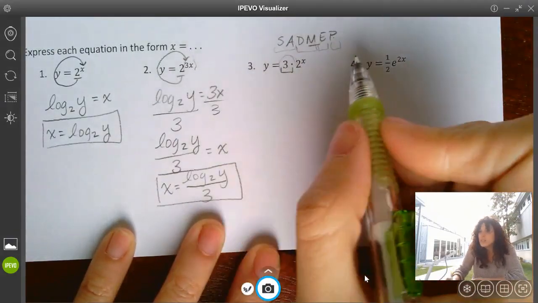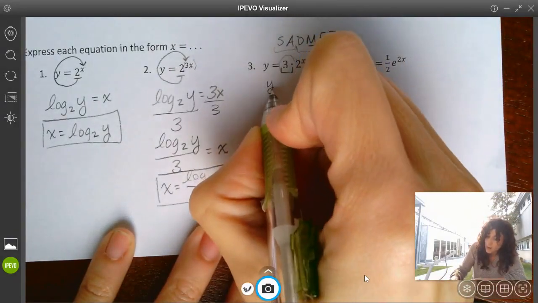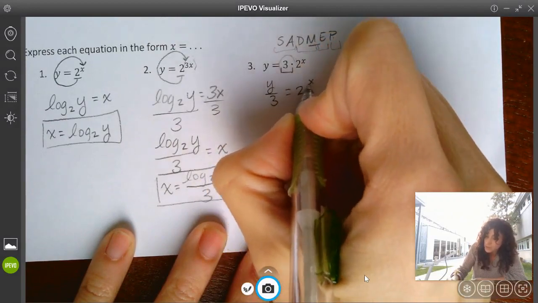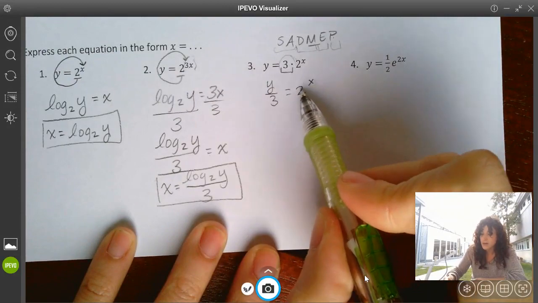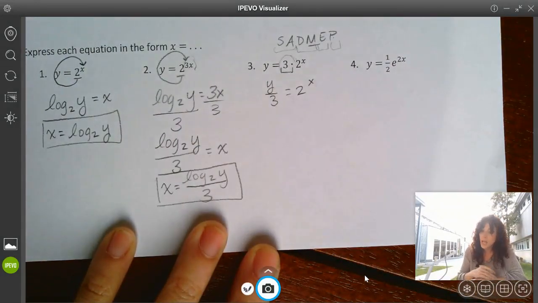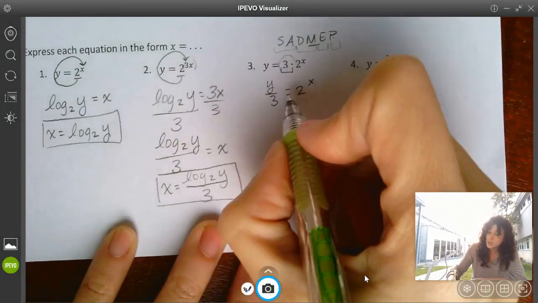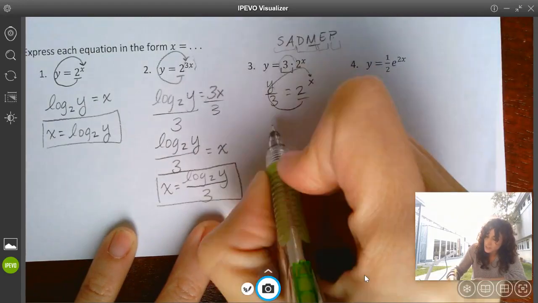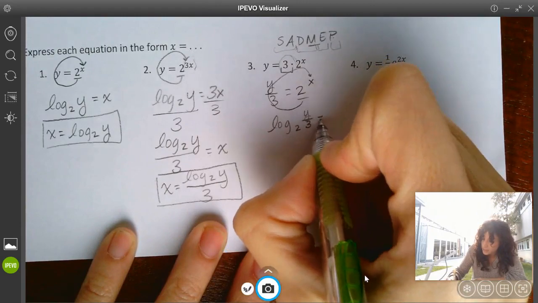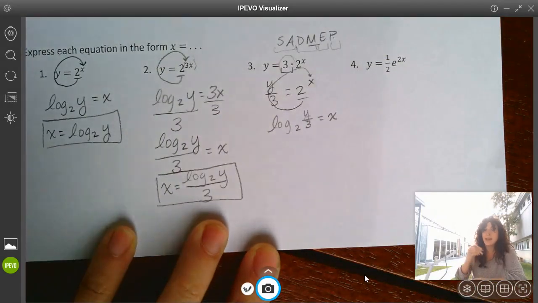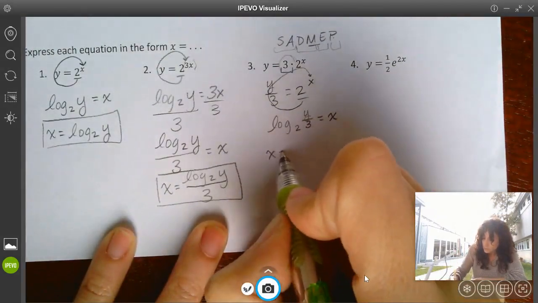How do we undo multiplication? We divide. Divide both sides by 3. Y over 3 equals 2 to the x. Now I can say, okay, the only thing that's going on over here is an exponent situation. I need to undo the exponent situation, which is a logarithm. Log base 2 of y over 3 equals x. And now I've got x equals.